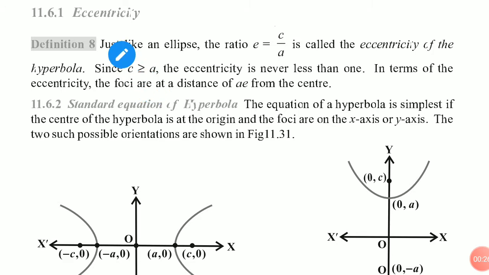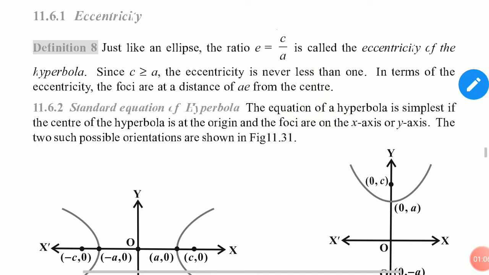Read this definition of the eccentricity of a hyperbola. Just like an ellipse, the eccentricity is given by the same formula, the ratio e equals c upon a. I explained what c and a are in the previous video, which you can watch. That ratio is called the eccentricity of the hyperbola. Since c is always greater than or equal to a, the eccentricity is never less than 1.